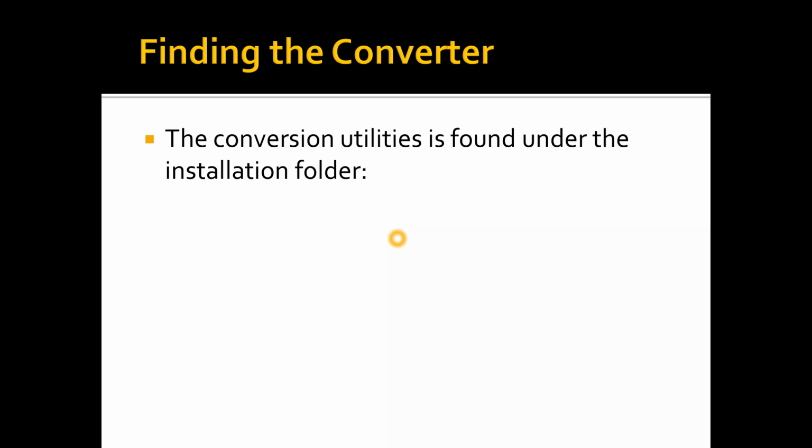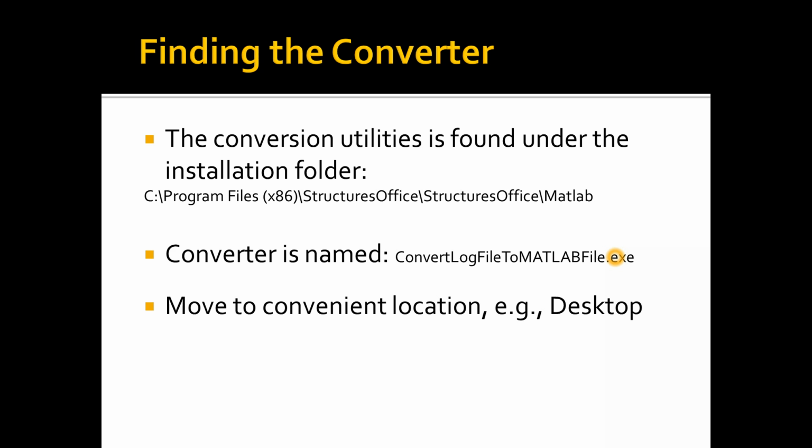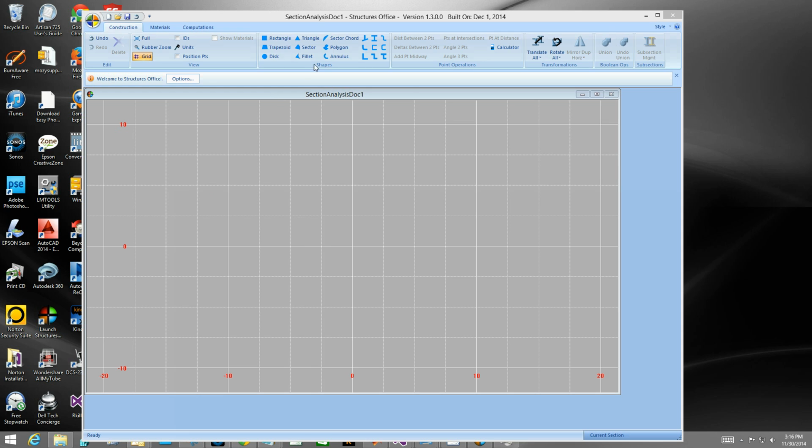So to do the conversion, first thing you got to do is find the converter in the installation, and you'll find that usually in the installation folder, Structures Office, under the MATLAB folder. And the converter is called Convert Log File to MATLAB File.exe. And you want to probably move that to a convenient location, the desktop, or if you're going to be doing this quite a bit. So let's just go through the process of building a simple log file.